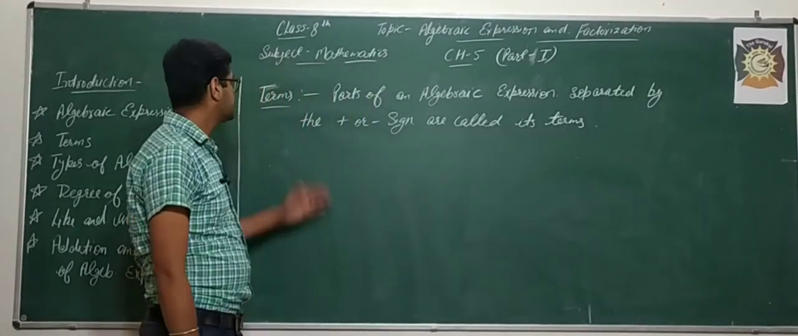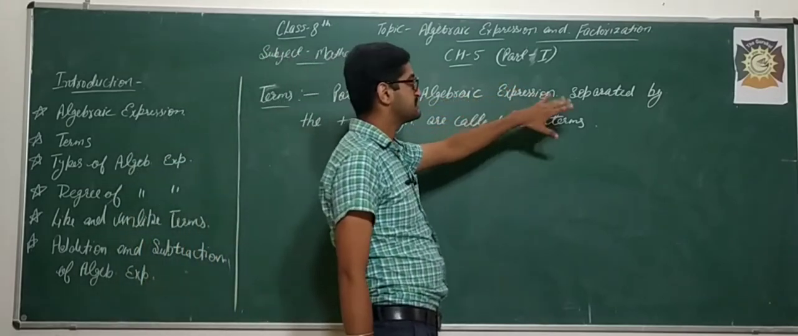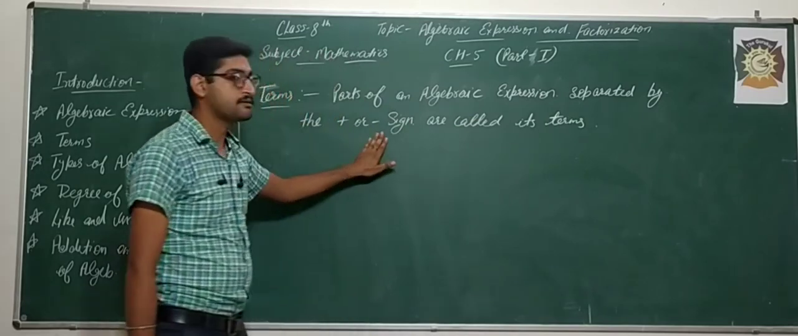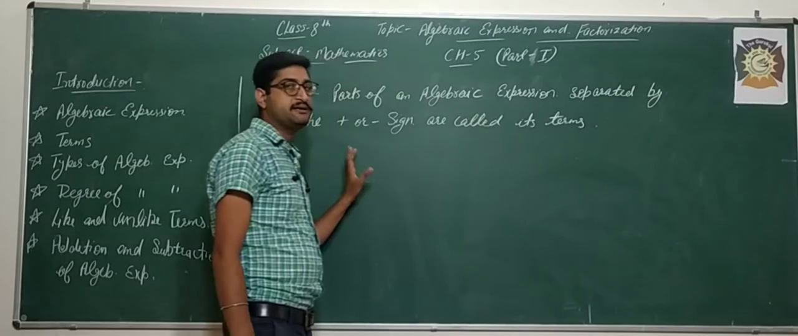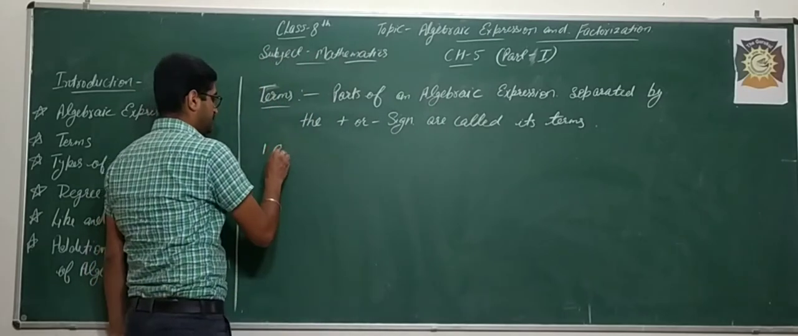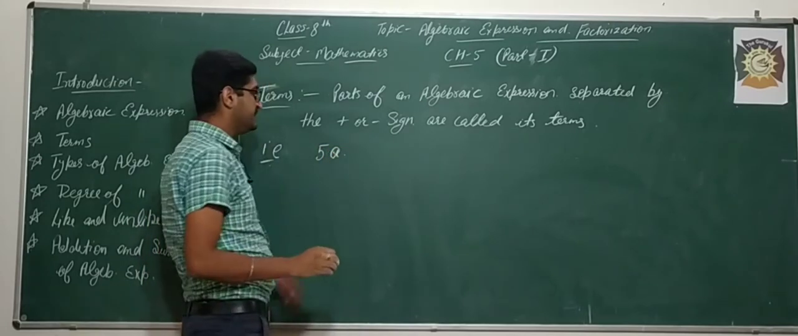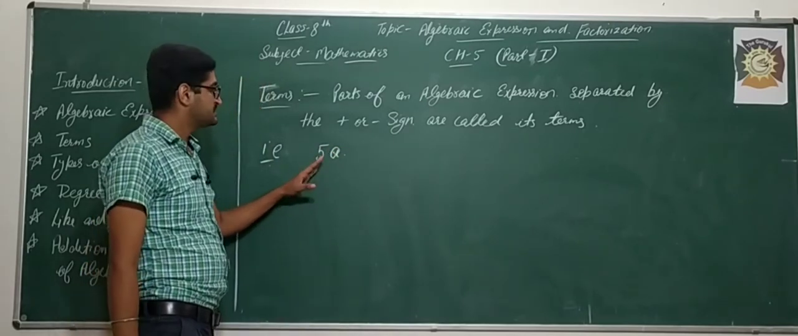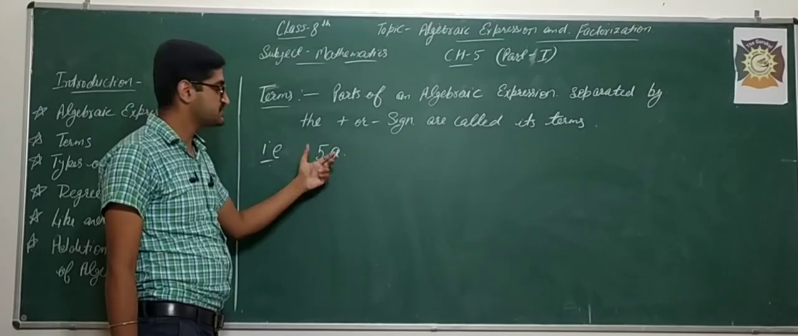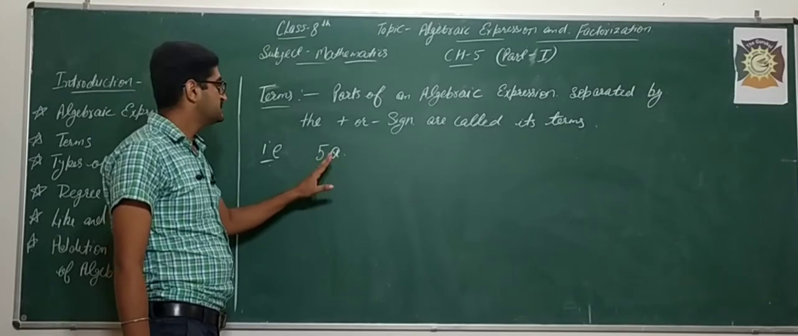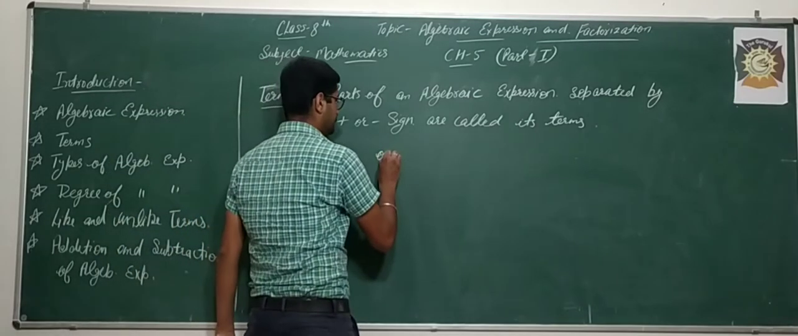Now the next topic is terms. Parts of an algebraic expression separated by plus or minus sign are called its terms. Now I am writing one algebraic expression and giving you an example. Suppose 5a. It's an algebraic expression. It's having constant and variable connected by the fundamental mathematical operation, that is multiplication. But if we talk about the terms, then it's having only one term.